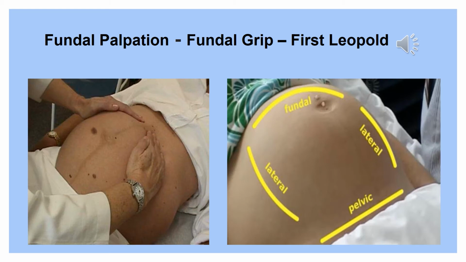This picture shows how the hands are kept over the uterine fundus to do the fundal palpation, and in the second picture it is clear that the fundal area of the uterus, lateral area and the pelvic area. You have to be familiar with this when you do the palpation.